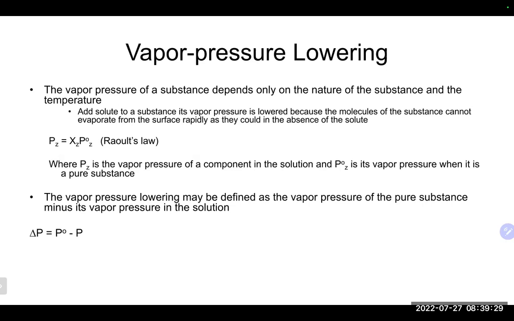So when you have a lot of molecules going into the gas phase above the liquid, that's going to create a lot of gas molecules above the liquid, and that's going to result in a larger vapor pressure. So when we add a solute to the substance, its vapor pressure is lower because the molecules of the substance cannot evaporate from the surface as rapidly as they could when there is no solute in there. So in the pure solvent, if you will, there's nothing there floating around, so they're free to get up there and evaporate off.